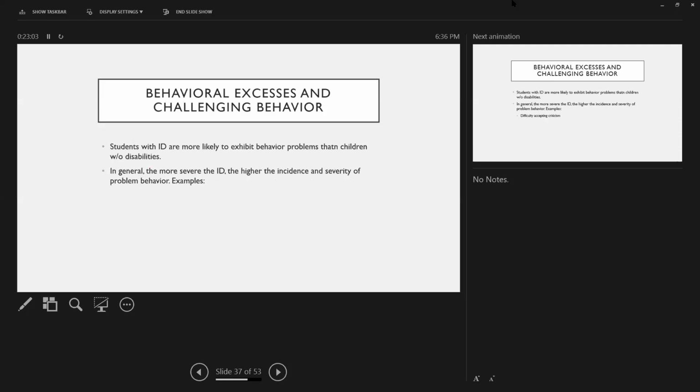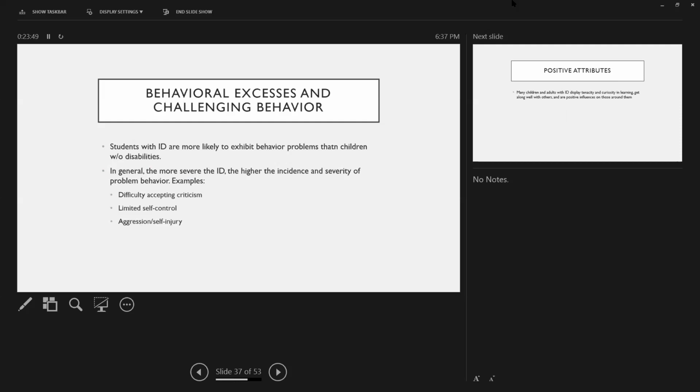Behavioral excesses, challenging behavior. Students with this disability are more likely to exhibit behavior problems than children without disabilities. In general, the more severe, the more profound the intellectual disability, the higher the incidence and severity of the problem behavior. And examples of these could be difficulty accepting criticism appropriately, limited behavioral self-control, aggression toward others, self-injury.